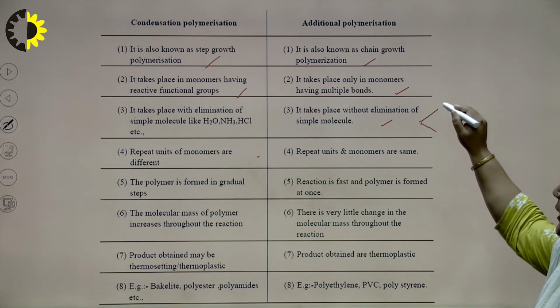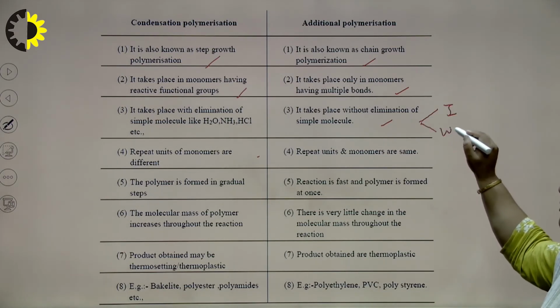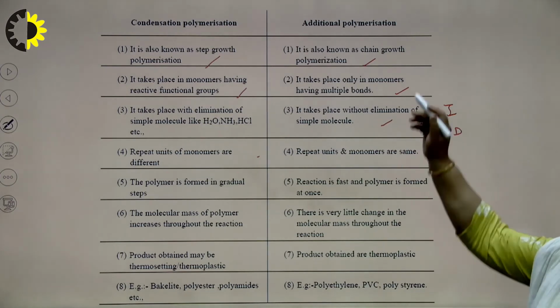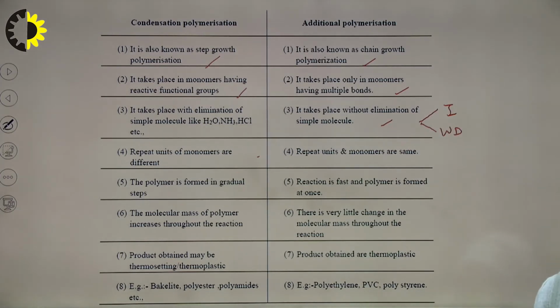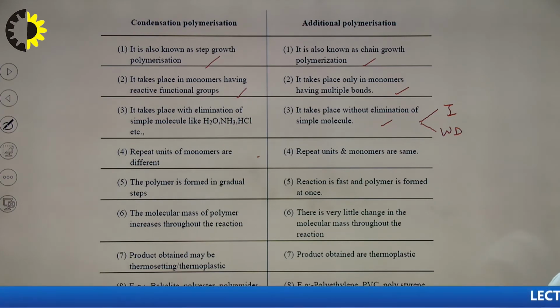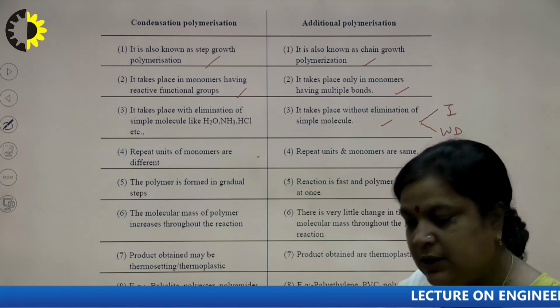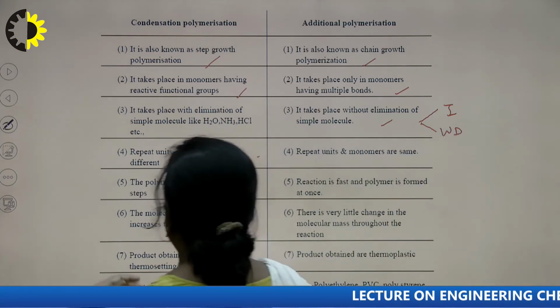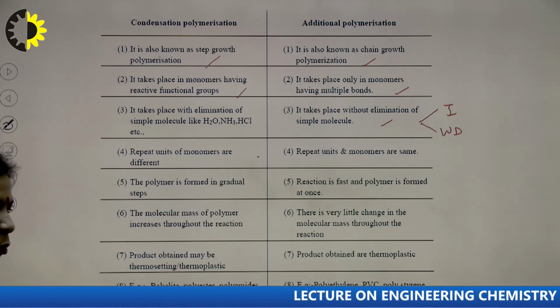Now, the examples. Here, an initiator is required, with well defined steps. In addition polymerization, any type of monomer which contains a double bond forms an addition polymer, so polythene, PVC, polystyrene, etc. While in condensation, where functional groups are there, for example nylon 6,6, polyester, etc.